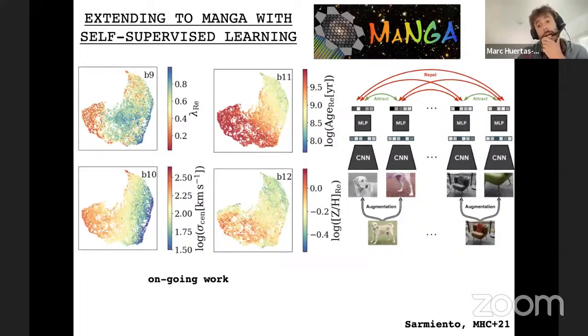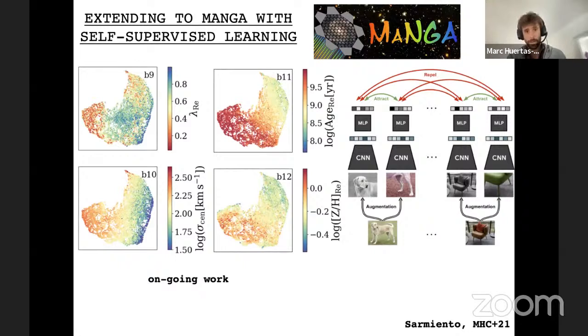You can use other unsupervised ways of doing this. Now, instead of a generative model, we are using what we call self-supervised learning to do a similar study, but using not only photometry, not only images, but data from MaNGA. MaNGA is an IFU survey that for every pixel in the galaxy gets a spectrum, so you can get properties like velocity dispersions, rotations, ages of stars, and metallicities.